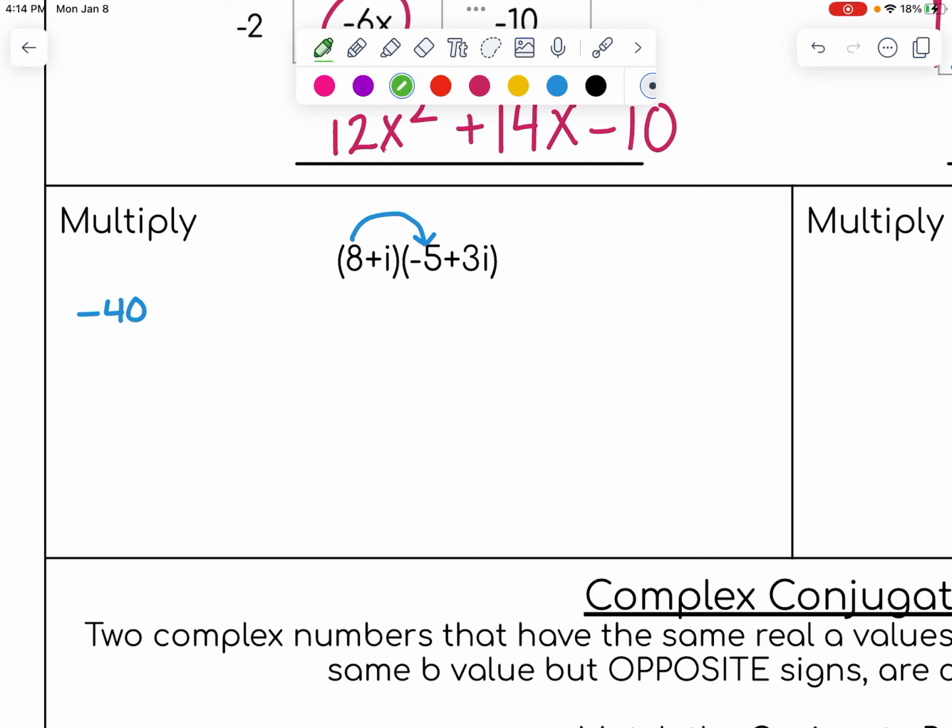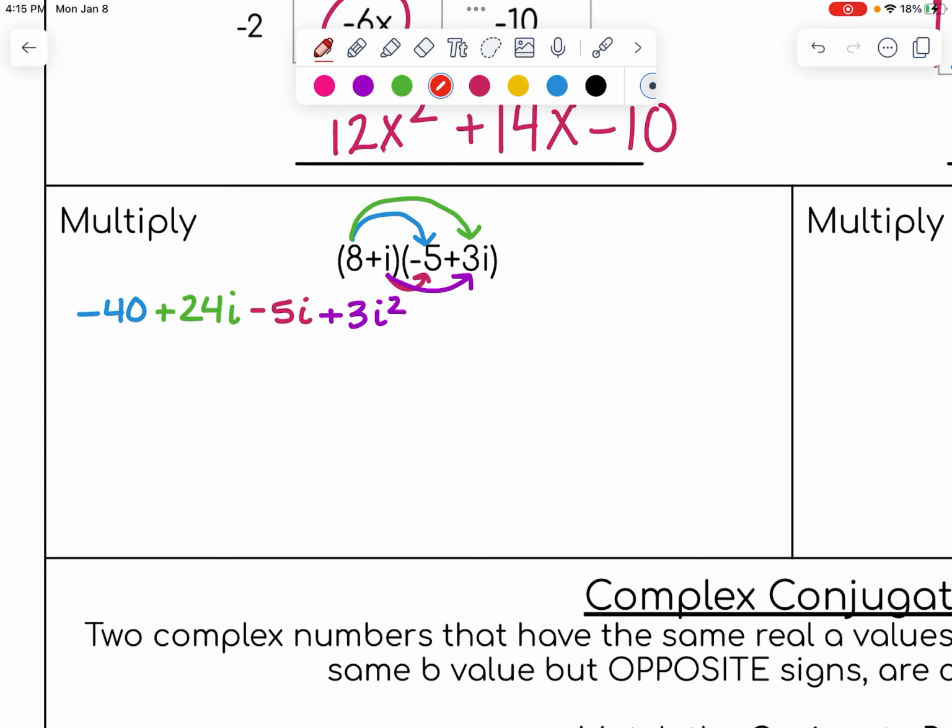Then O stands for outsides or outer. 8 times 3i is a positive 24i. Then I stands for inner. So that's i times negative 5, so negative 5i. And then L stands for last. i times 3i is a positive 3i squared.